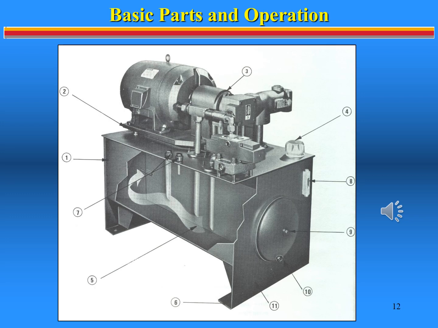Reservoir capacity at number 1 should be 3 times the rated flow of the pump and should be permanently marked on the top plate. The mounting plate at number 2 facilitates a secure surface for mounting the prime mover. The flexible motor coupling at number 3 connects prime mover to the hydraulic pump and allows for variances in alignment.